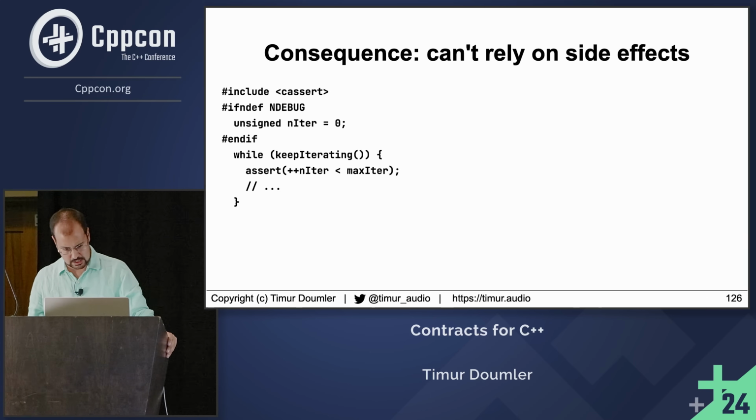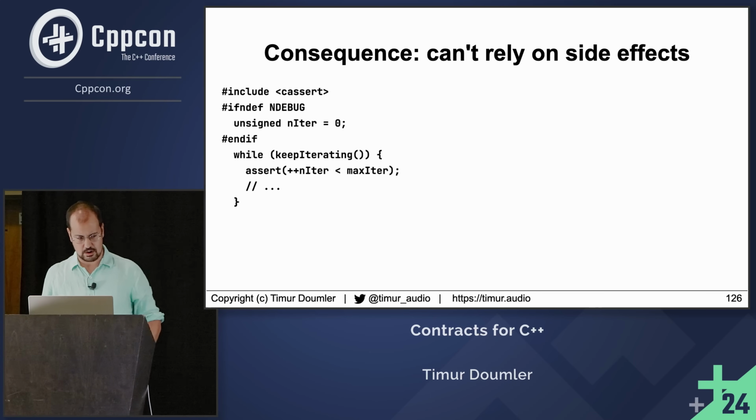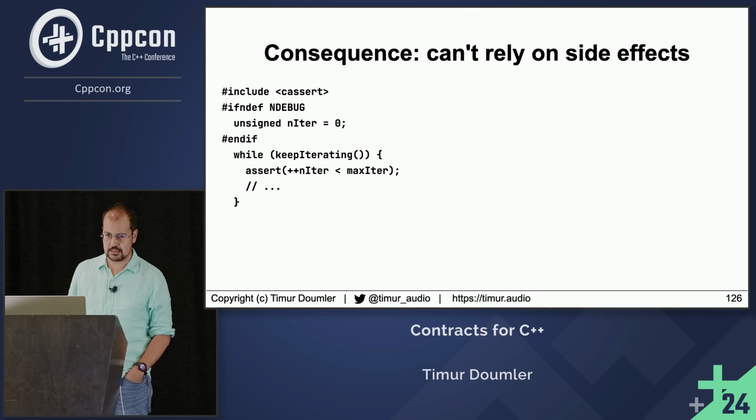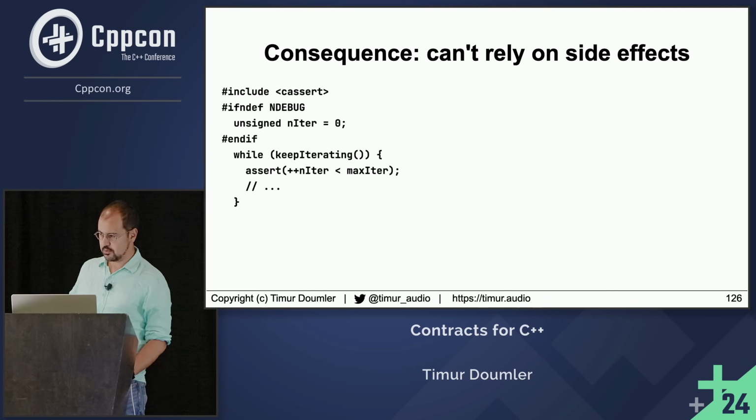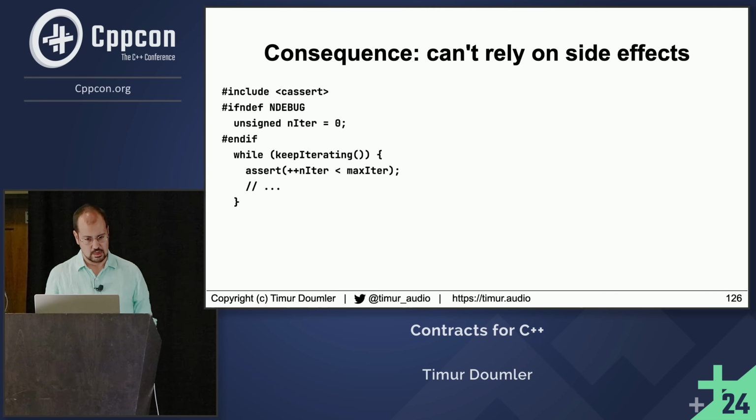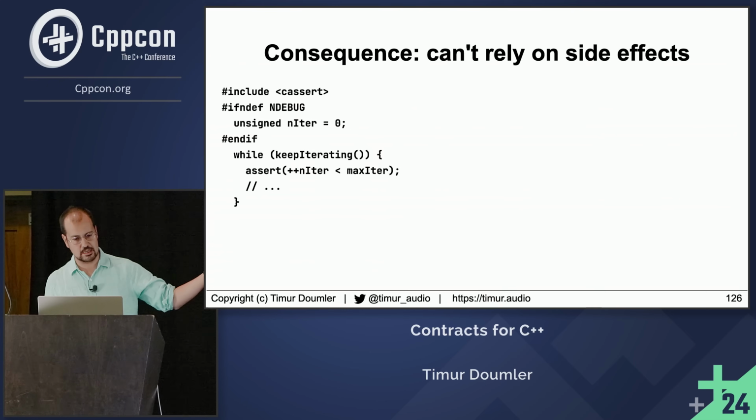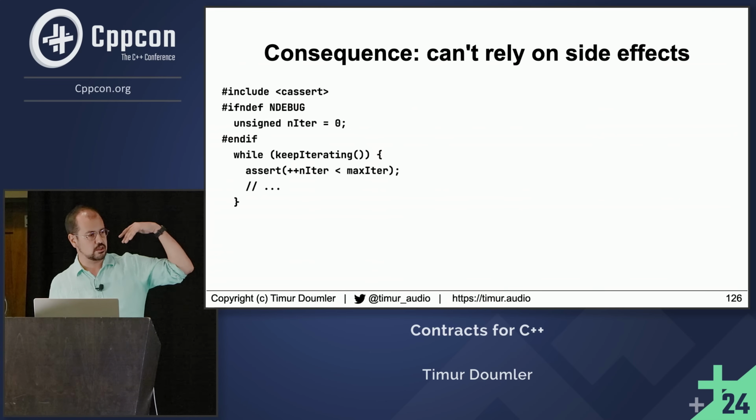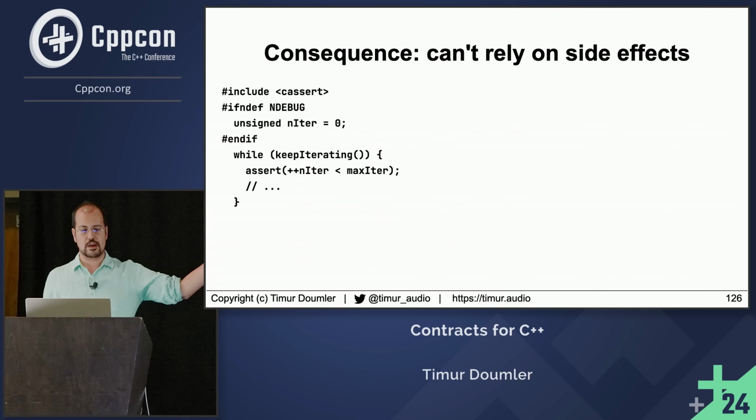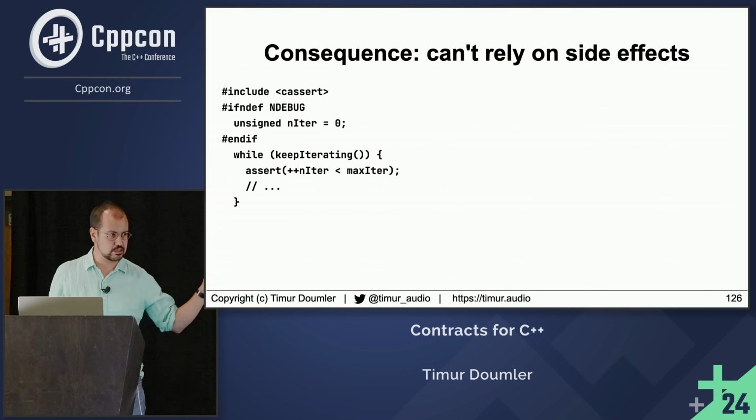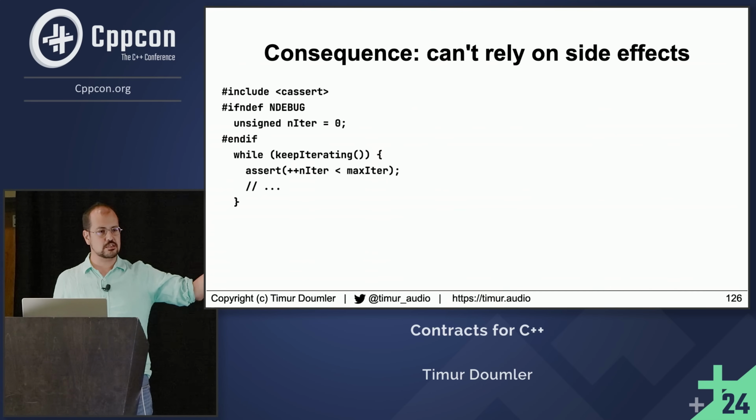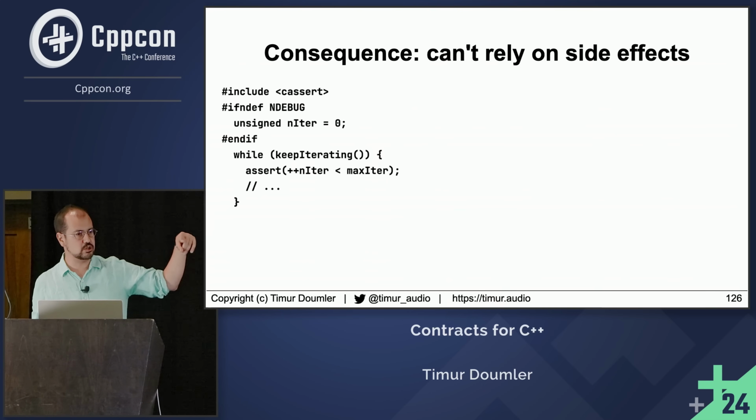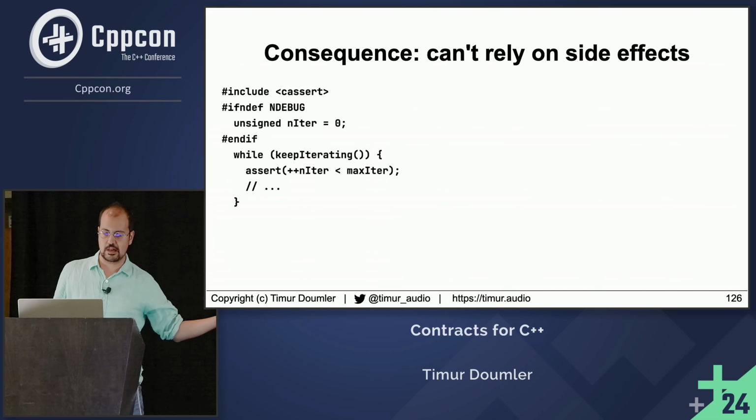There's one consequence of this, which means you can't really rely on any side effects in the predicate actually happening. This is a really important difference between P2900 and macro assert. So with macro assert, you can have something like this, where, for example, you have an assertion that you don't iterate more than n times or whatever, and you keep state inside the contract assertion. And you know that at least within one translation unit, it's always either going to be on or off. You can kind of rely on that.